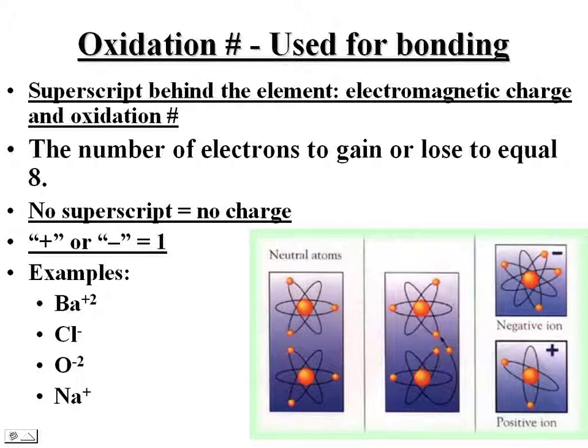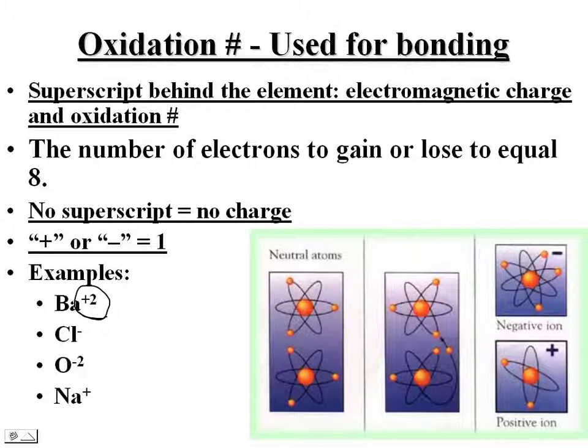The oxidation number, or the charge of ions, is what they use for bonding. It shows up as a superscript, a number that's raised up, behind the element, and it includes the electromagnetic charge and the oxidation number. So it's going to have either a plus or a minus, and the oxidation number.